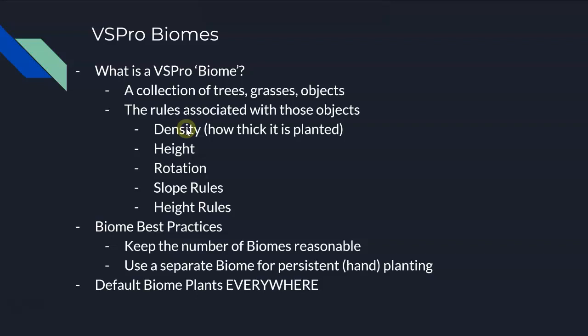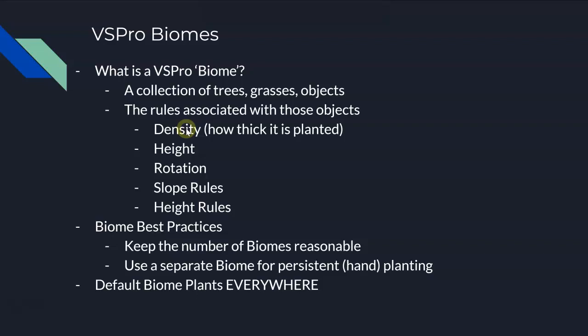So the good rule of thumb is to keep a separate biome for hand planting, and also that you can run into some potential issues where things get double rendered, especially if you're importing from Unity planting tools, the native planting tools, you can get a little bit of problems. So you want to keep a separate biome for persistent planting, and we'll talk about setting that up.